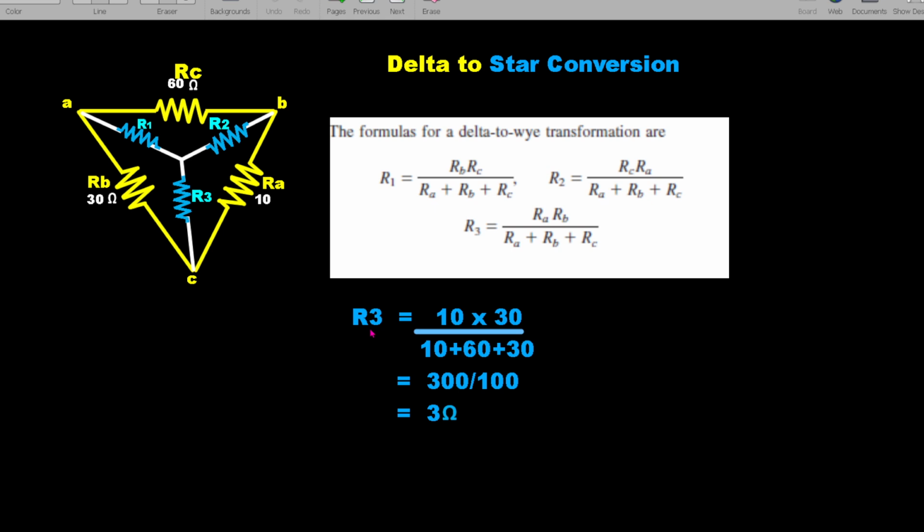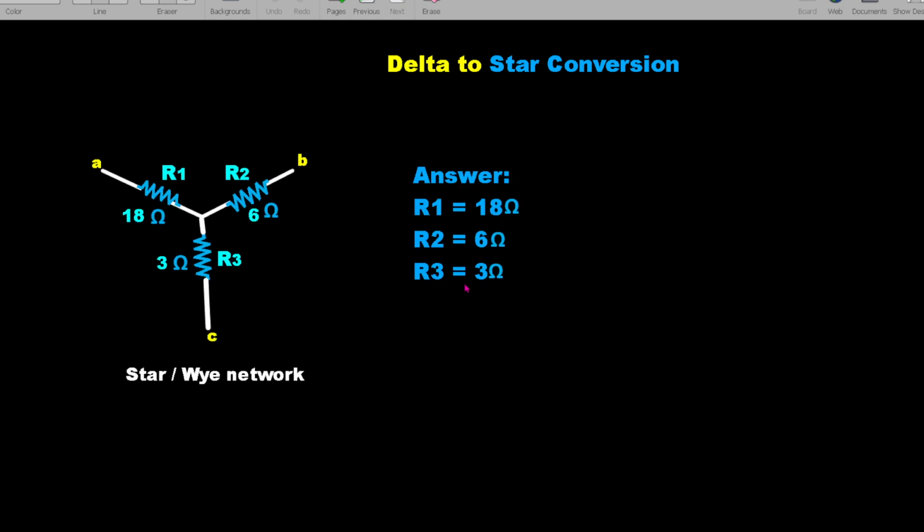Then R3 is connected with RA and RB, right? So we can put it as 10 into 30 divided by 100. So it is 300 by 100, so it is 3 ohms. So we got the answer. Now the delta is converted into star, so its equivalent network is given here: R1 with 18 ohms, R2 with 6 ohms and R3 with 3 ohms.